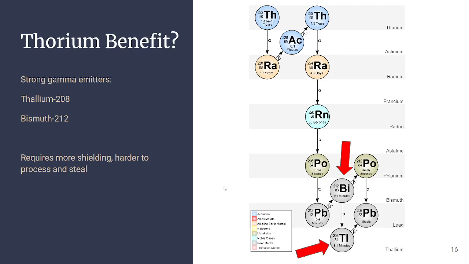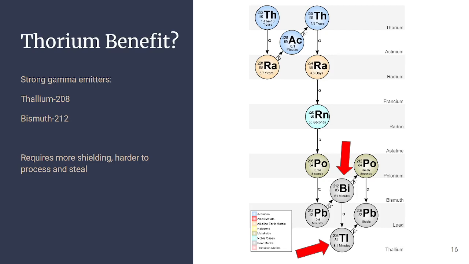I just threw in a little thorium slide here because a lot of people really love it. And this is one benefit I will give to it: it does emit these strong gamma emitters from its decay chain. Don't worry about all these, just worry about the red arrows. Bismuth and thallium. They are going to be emitting a lot of gammas, which makes it really hard to deal with.